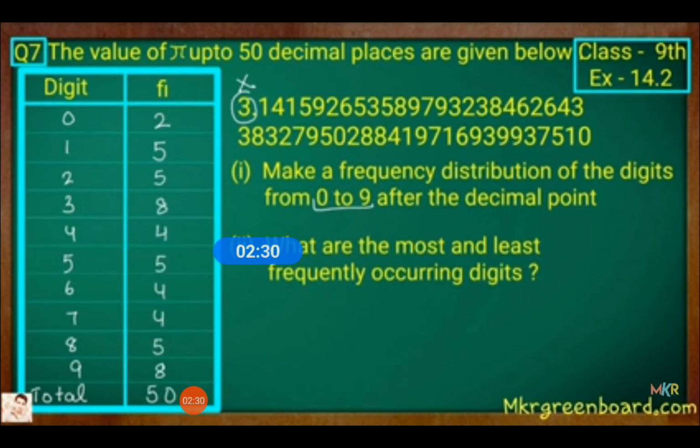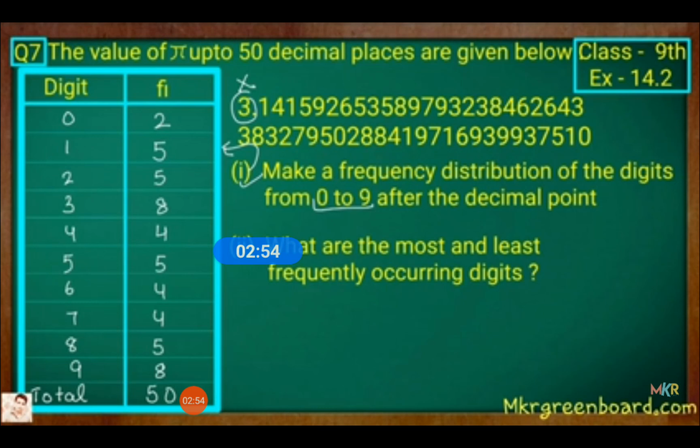Okay, now move to the next question. First part we have completed. In the first part we have to make only the frequency distribution table, and now move to the second part. What are the most and least frequently occurring digits? So we will see in the table that firstly we will find out the most occurring digits.